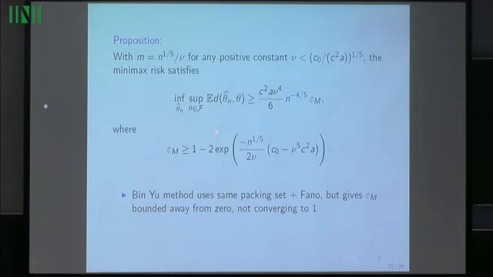Bin Yu uses the same method, packing set construction, and Fano. So this gives you a weak converse. This epsilon_m, she shows that it's strictly bounded away from 0, but it does not go to 1. The method also requires some restrictions on the constants involved in the densities. So again, we get constant order improvements, but it's also known that there exist achievable estimators getting this n to the minus 4/5 rate. So here also, constant order improvement is the best we can do.